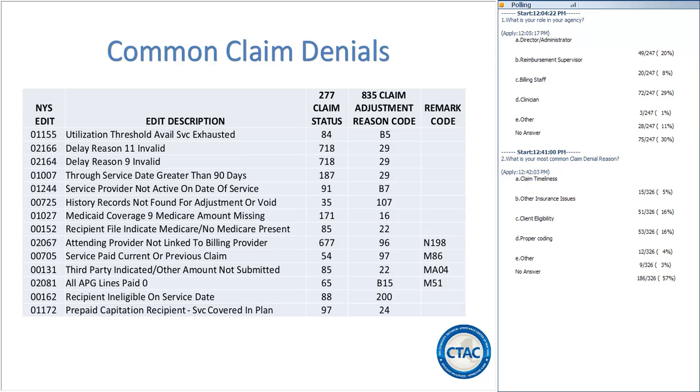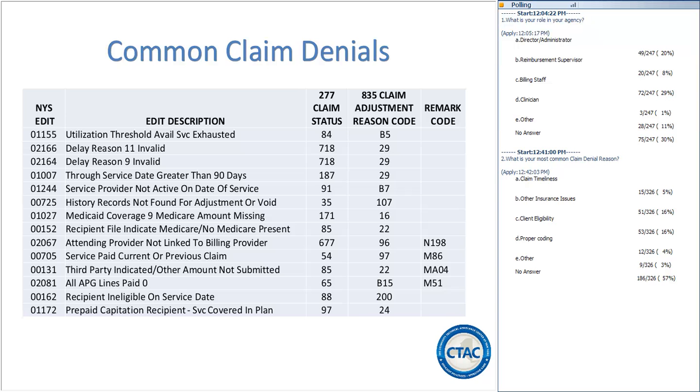Delay reason 11 invalid is about the reason that's used when you have an adjustment or void, and it's used primarily for that purpose. It's also used for a couple of other purposes, but mainly it's when you're dealing with the adjustment situation where you have to adjust a previously paid claim. So if you don't use that in accordance with their instructions for timing of when you can use it and in what circumstances you can use it, you're going to hit this delay reason invalid, 11 invalid.